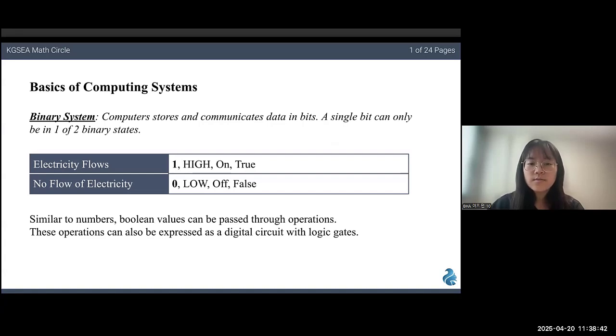When electricity flows, the value is commonly denoted as 1, high, on, or true. If there's no flow of electricity, the value is commonly denoted as 0, low, off, or false. For the purpose of this presentation, I'll be frequently using the two values 1 and 0. Similar to numbers, Boolean values can also be passed through operations, and these operations can be expressed in a digital circuit with logic gates.